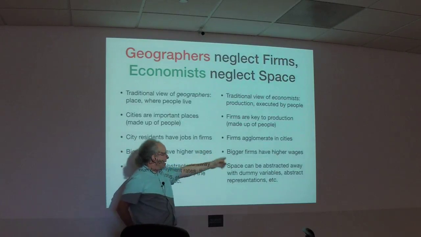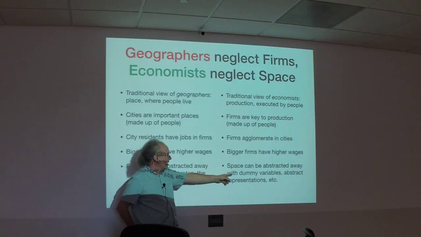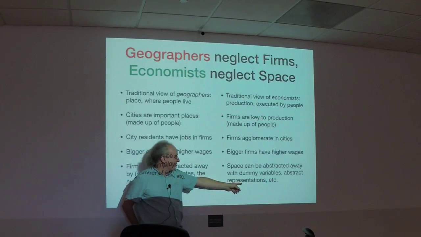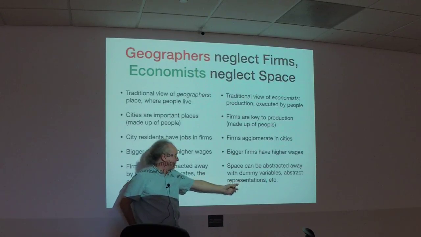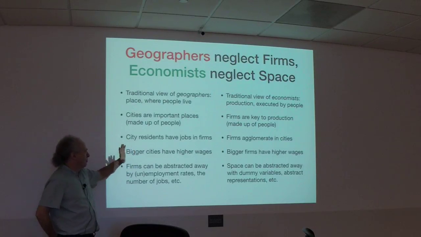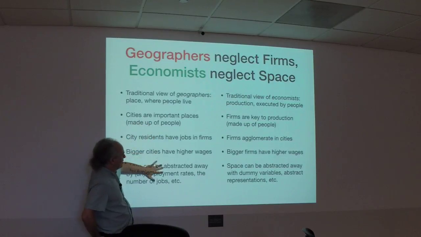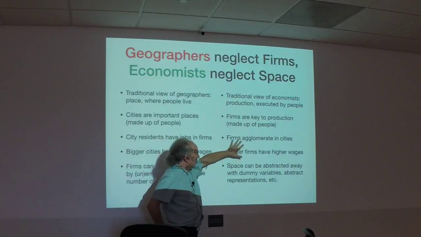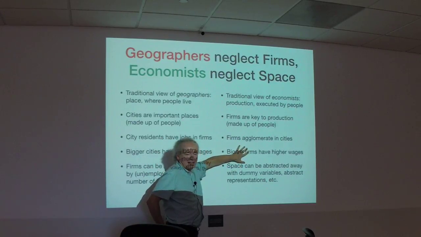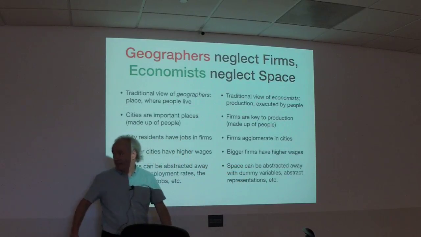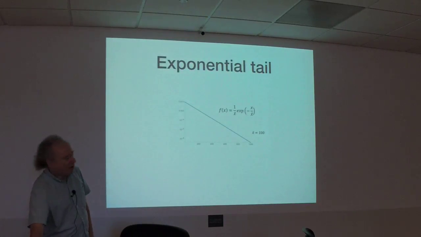And so economists typically will abstract away space. They'll put some dummy in the regression for north, south, east, west, and that's the extent of the space. Maybe today it's something more like an abstract representation. So the contrast here is that they tend to neglect the firms and the economic underpinning, for good reasons. The economists hope that they can explain things without any space. That's the hope, because space is hard. It's hard to include space.